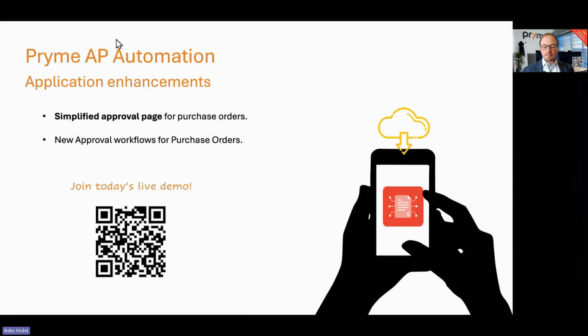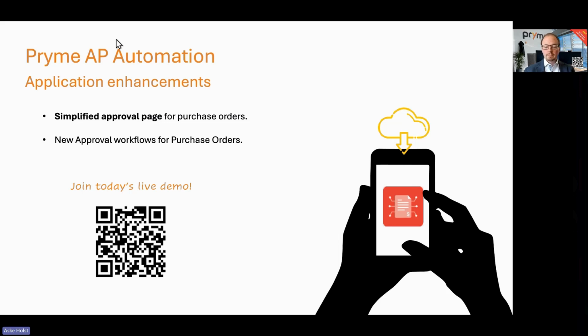For AP Automation, I will not go into the details of this. There's a great demo this afternoon. I think it is at 4 o'clock Central European summertime. That would be 3 British summertime. I really recommend you join that if you haven't seen the demo of AP Automation yet.